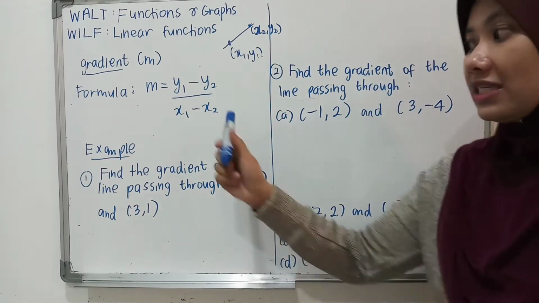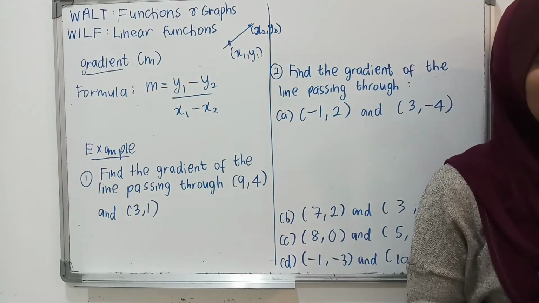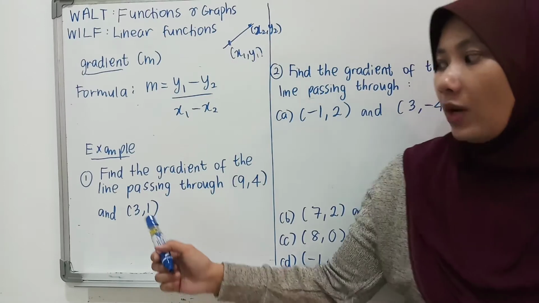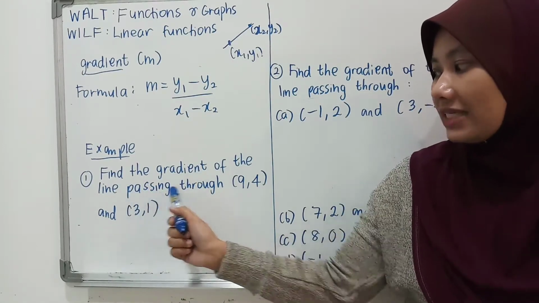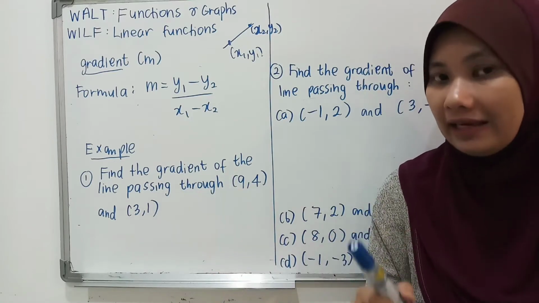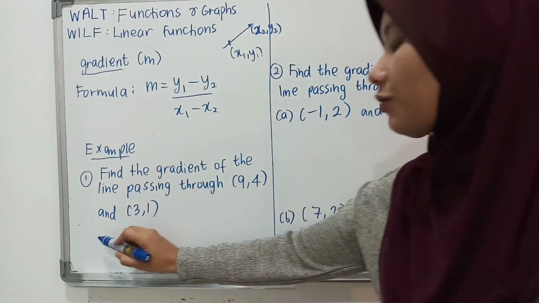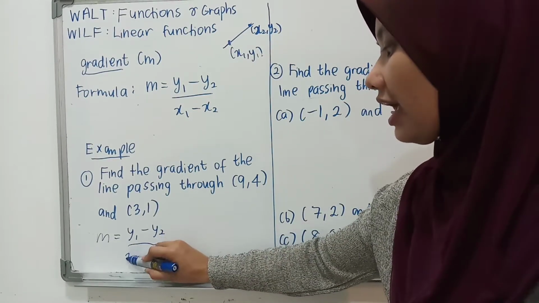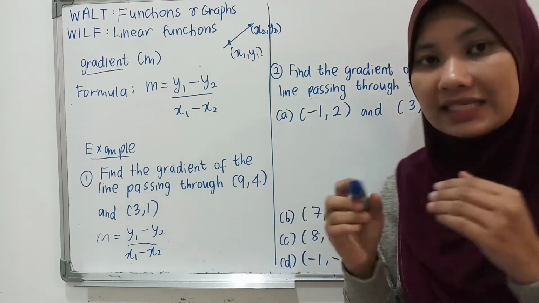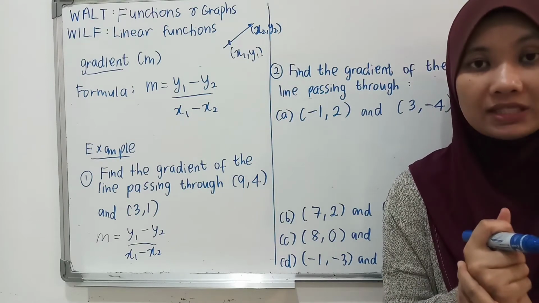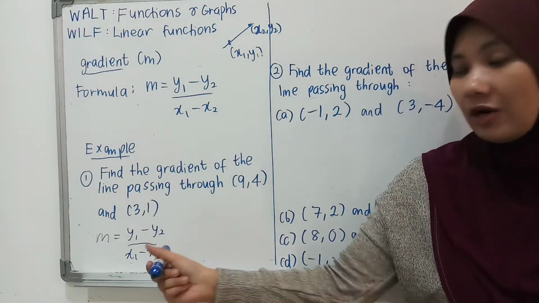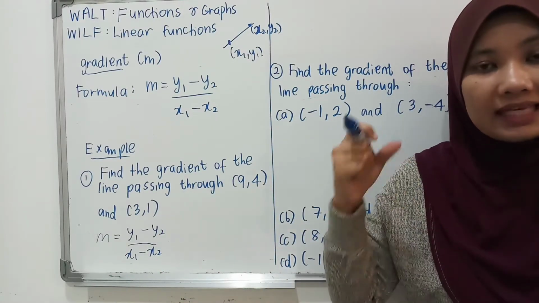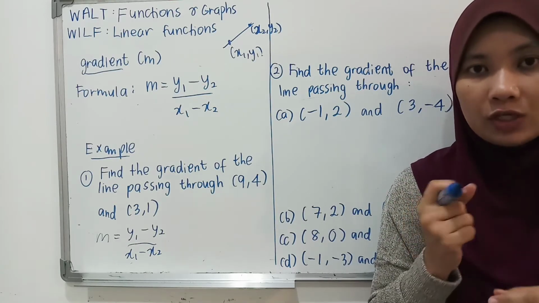Now this is the formula, so let's look at the example straight away. Make sure you know one pair, x1, y1, x2, y2. Let's say the question asks you to find the gradient of the line passing through these two points. What is the formula of gradient? The formula of gradient is m equals y1 minus y2 over x1 minus x2. I really suggest that for your exercise purposes, you write down the formula every time you want to find the gradient, because I want to make sure everybody can remember the formula. Formula will not be given. You need to remember the formula.